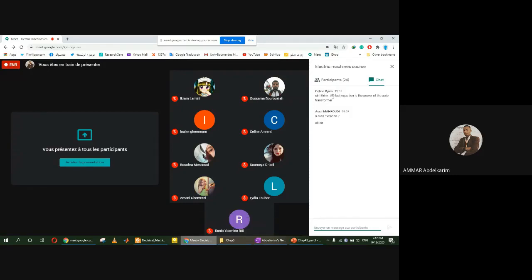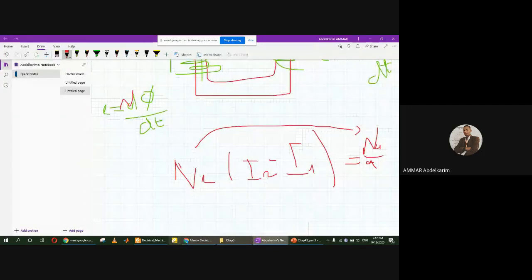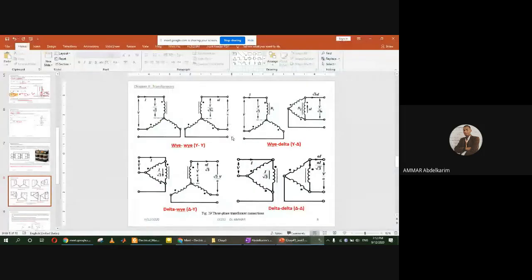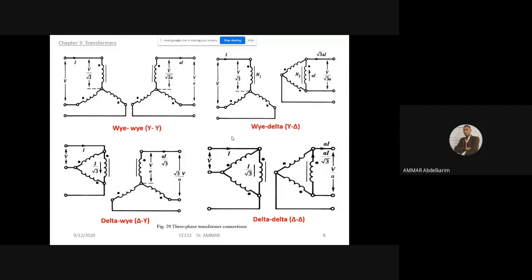Concerning the autotransformer, I will check that part. I know that I made a mistake somewhere. Okay, let's continue.